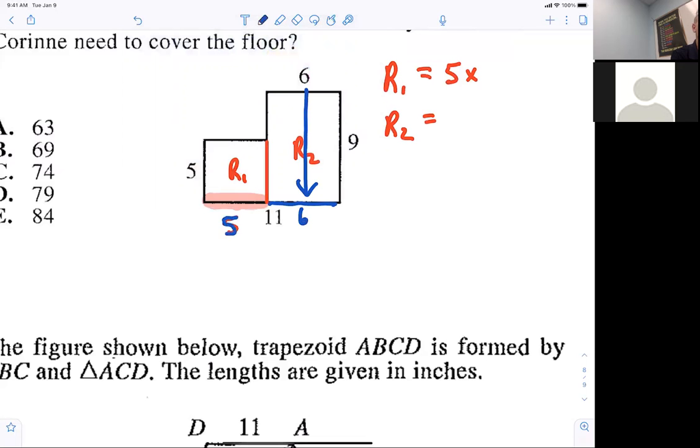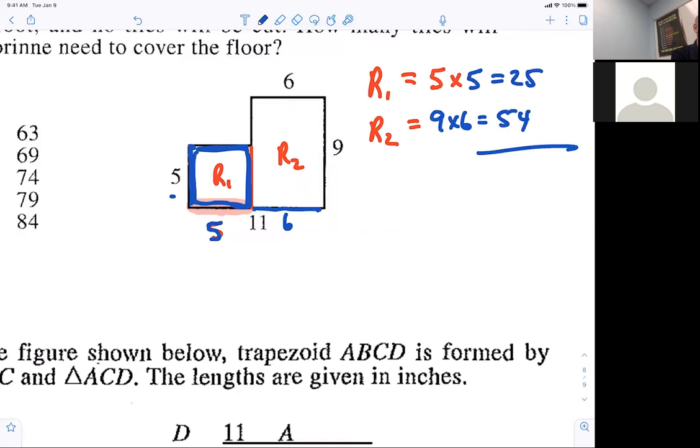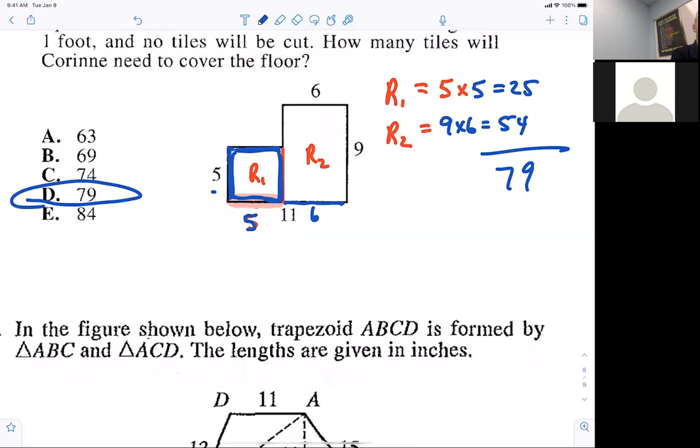All right. So the first rectangle is 5 by what? 5 by 5. Yes, 5 times 5. And what are the dimensions of the other rectangle? 9 and 6. Yes. So altogether that is 25 plus 54. So altogether, 79. Good. Oh, yes, sir.